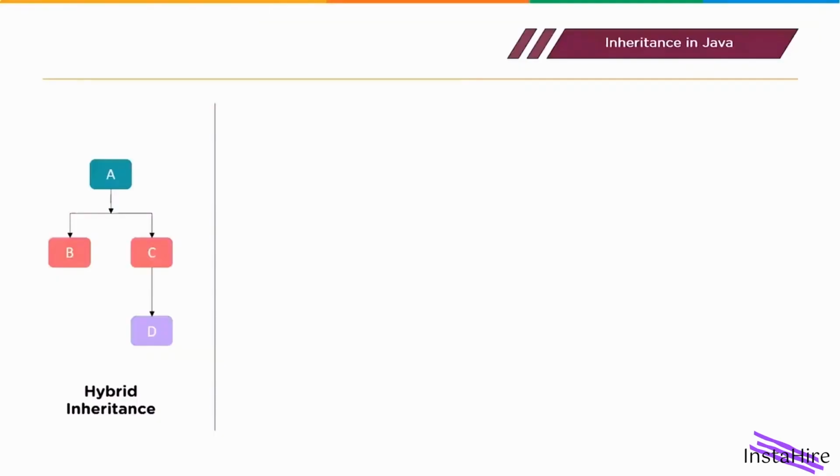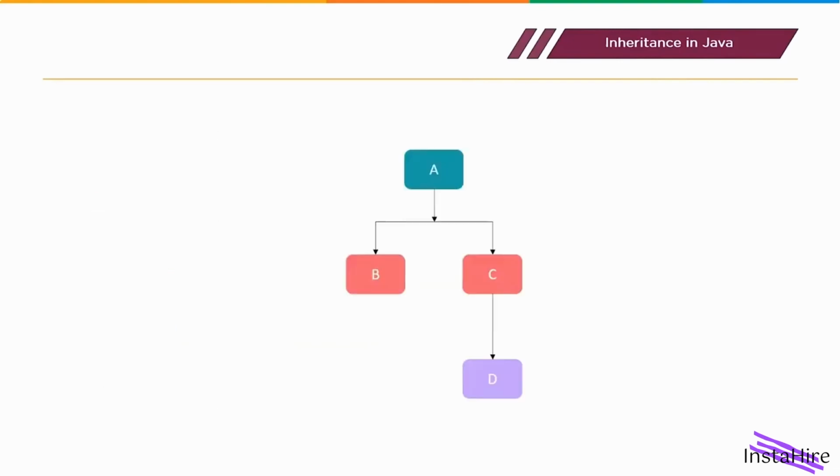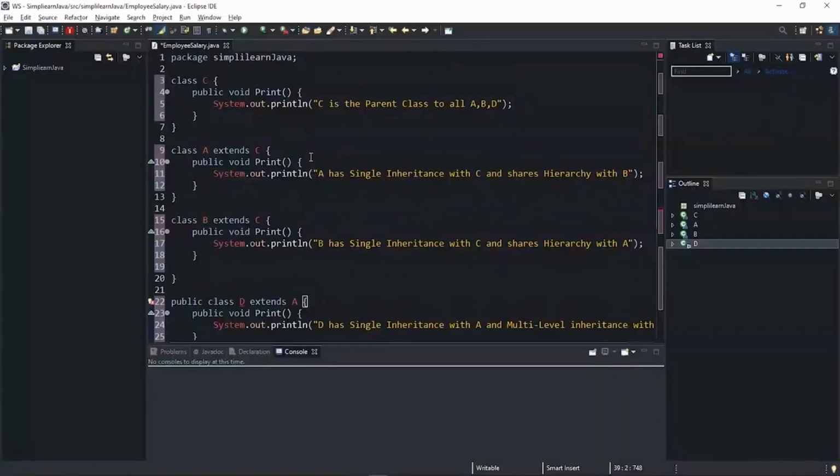Now with this, let's move into the next type of inheritance, that is the hybrid inheritance. As discussed before, the name is self-explanatory. Hybrid inheritance is a combination of any of the three types of inheritances supported in Java. Now let us try to consider an example based on hybrid inheritance, which will have the combination of single level inheritance, multi-level inheritance, as well as hierarchical inheritance.